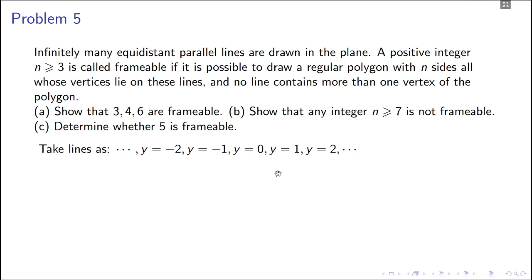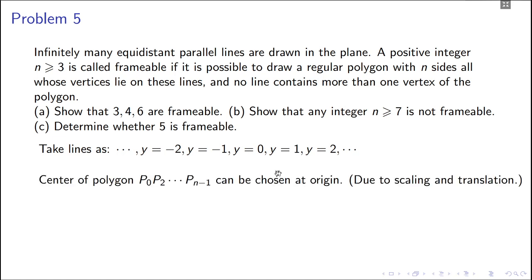Okay, so first of all, the first observation and first realization is that the center of this polygon can be chosen at the origin. This is possible due to scaling and translation. You just translate the polygon to the center, and then you just scale the lines. So you can scale it and you can translate the lines. So this is the first observation and first realization that you have to see.